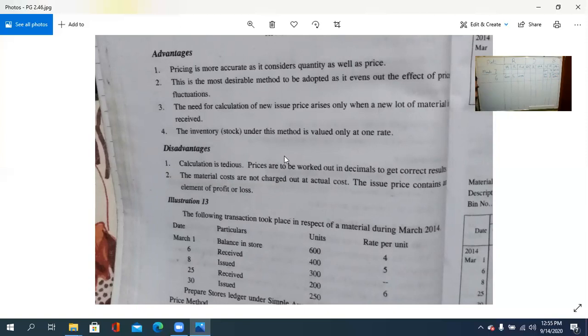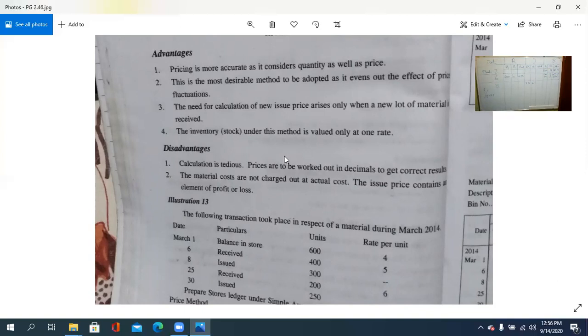Next case is what? Issued on 8th, 300 units. So in the previous case, in what way will we take it? That 300 is to be taken from either the first if it is a FIFO method, or the last if it is a LIFO method. This is separate. So how is it to be done? Take the price of these two. 5 plus 4, 9, isn't it? 9 by 2, that is 4.5. That is the price we need to take.